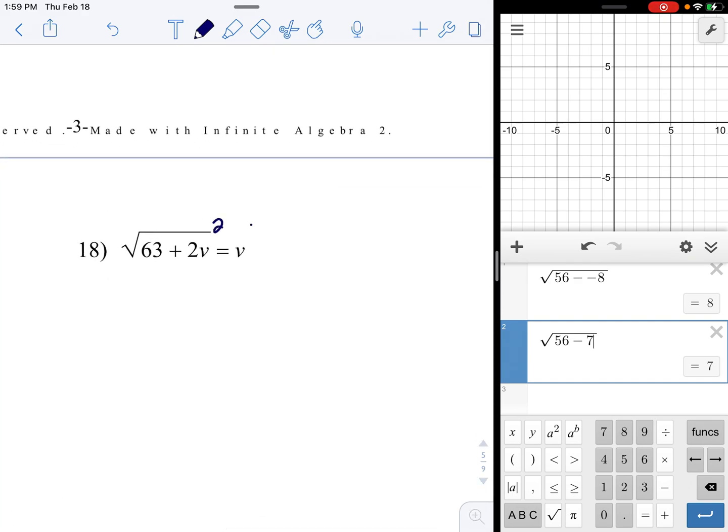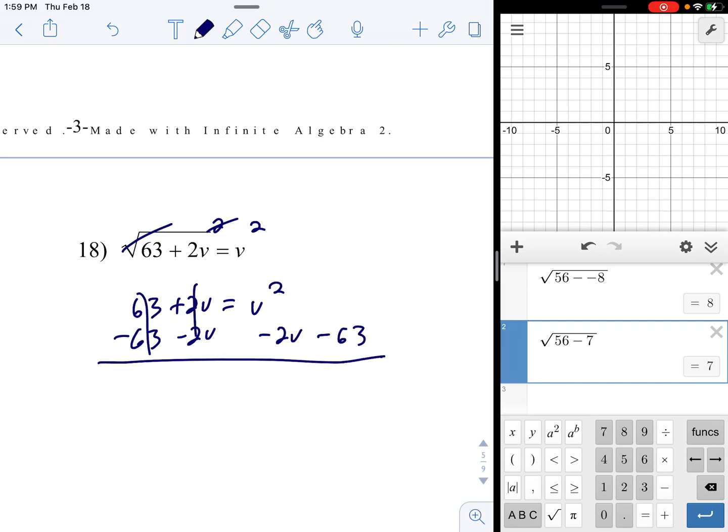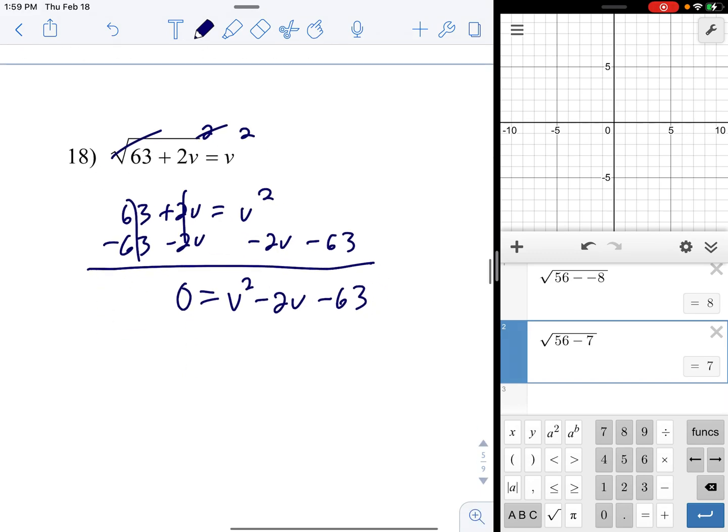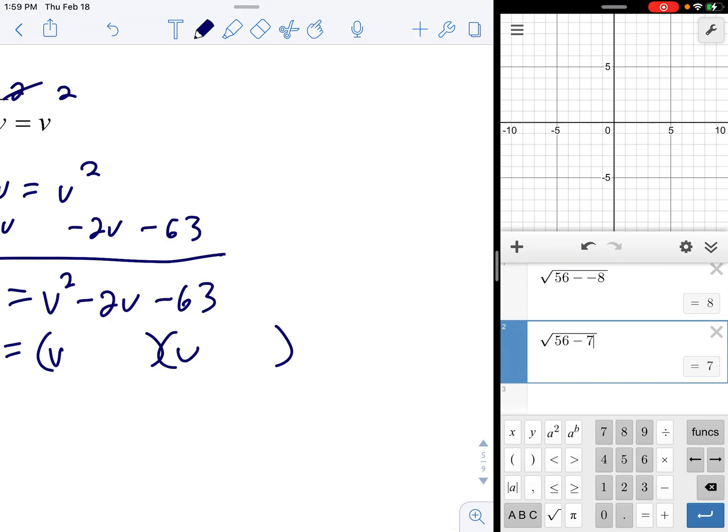So number 18, go ahead and square both sides. Cancels out. 63 plus 2v equals v squared. Minus 63 minus 2v on both sides. That way this cancels out. 0 equals v squared minus 2v minus 63. Go ahead and factor that. It's going to be v and v. And what times what is 63? Oh, 7 times 9. If we had a +7 and a -9, that's going to add up to -2.